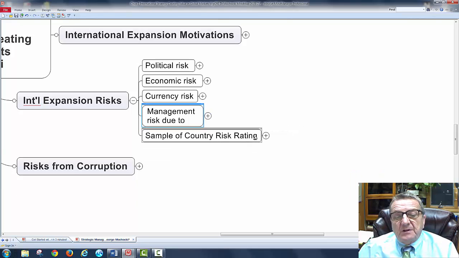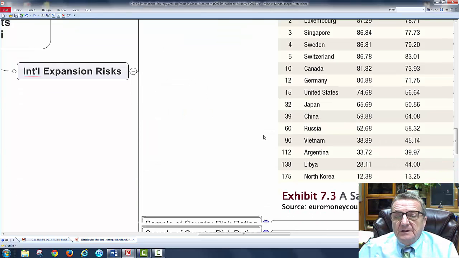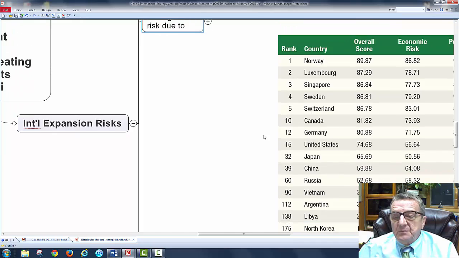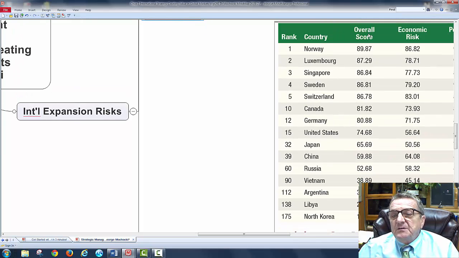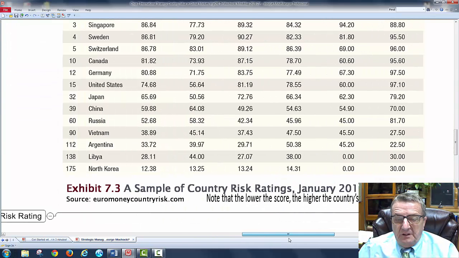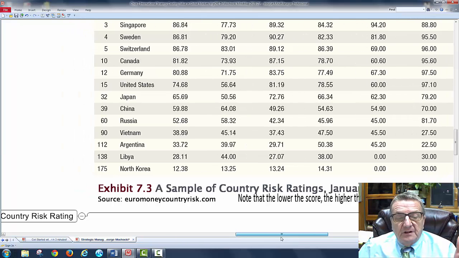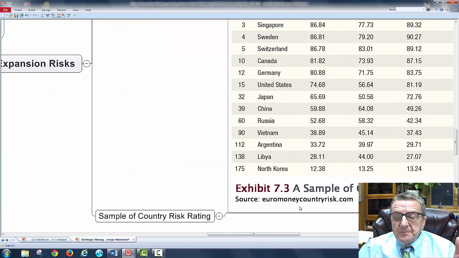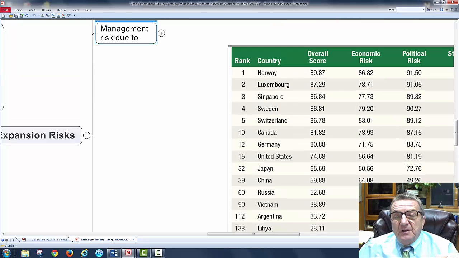Okay? Sample country rating system. I'm not going to go into this, but if I'm looking at different rating systems for overall risk, this overall score is, for lack of better words, a sample country risk rating. What you're looking at is risk.com, European money market risk. North Korea, the lower the number, the higher the risk. So where's the U.S. at? We're at 15. We're not that bad of a risk.